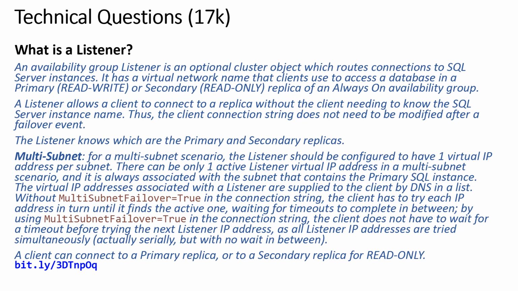Without MultiSubnetFailover=True in the connection string, the client must try each IP address in turn until it finds the active one, waiting for timeouts to complete in between. By using MultiSubnetFailover=True in the connection string, the client does not have to wait for a timeout before trying the next listener IP address. All listener IP addresses are tried simultaneously, actually serially, but with no wait in between.